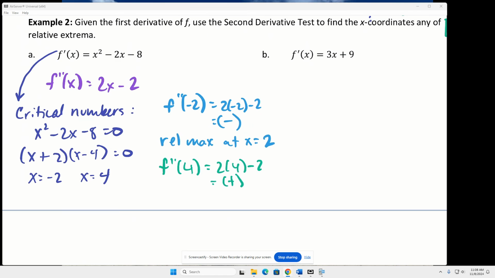All right, when I plug in 4 to the second derivative, I definitely get a positive. All right, and if you need to go through it every time, it's fine. Positive means concave up. If you draw it with your hands or your mind, that's definitely a relative minimum.